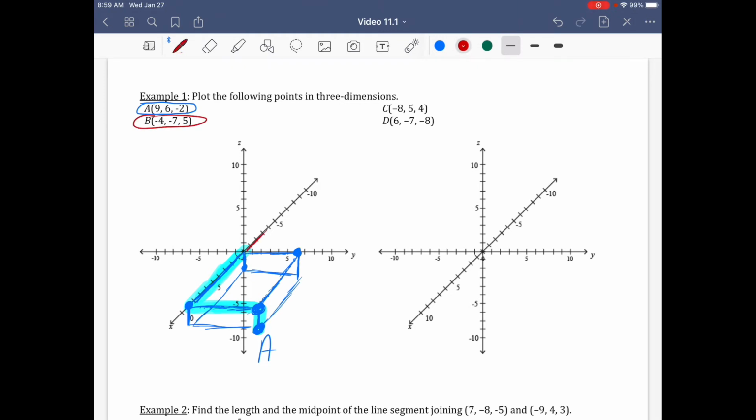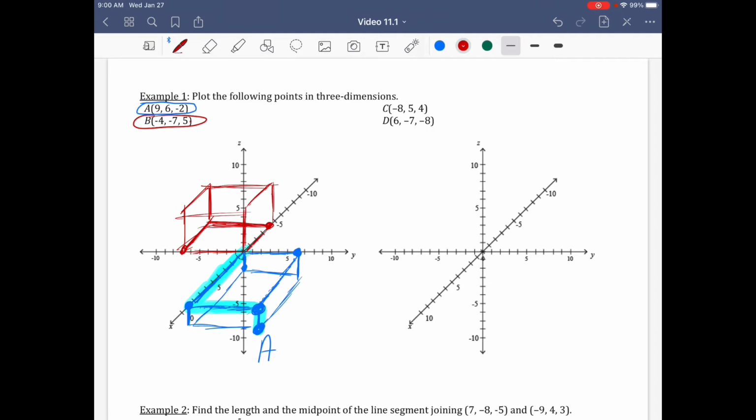-4 in the x direction, -7 in the y direction. Oops, I just counted 8. 5, 6, 7. So again, I like to make a little parallelogram. From this vantage point, our parallelogram is actually a rectangle. And then this one is going to be 5 units above that first plane. So we're going to go up 5. Go up 5. Right, so we're giving it some depth in this particular way.